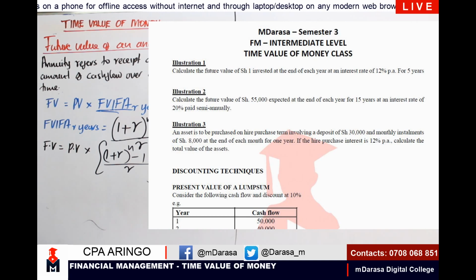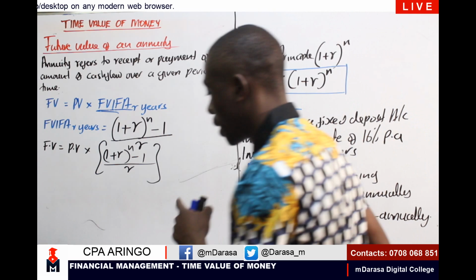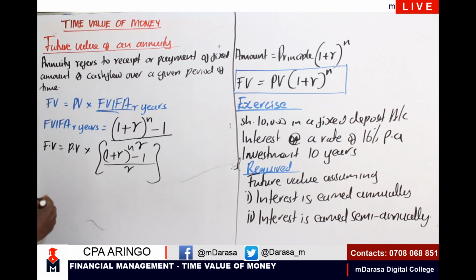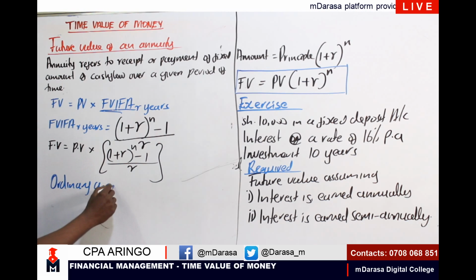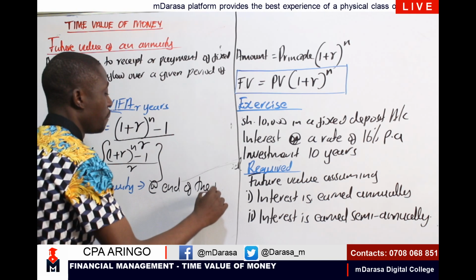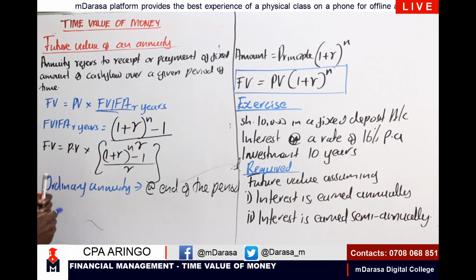So again, I'll want to be very, very clear here. My good students, in the event that you're talking of course, this formula here, we normally tend to look at it in two ways. That is, payment or receipt at the end, which we normally term as ordinary annuity. Ordinary annuity, basically, is receiving or paying this amount at the end of the period. This is what you're referring to as ordinary annuity. We normally also tend to talk of annuity due.